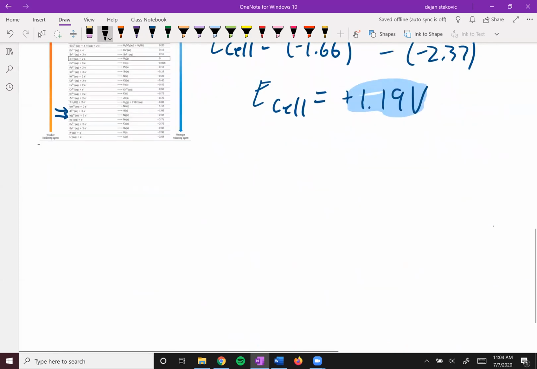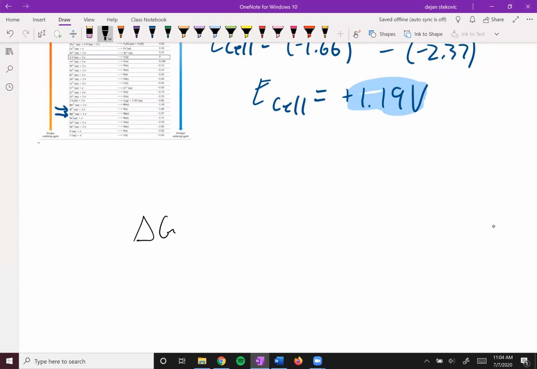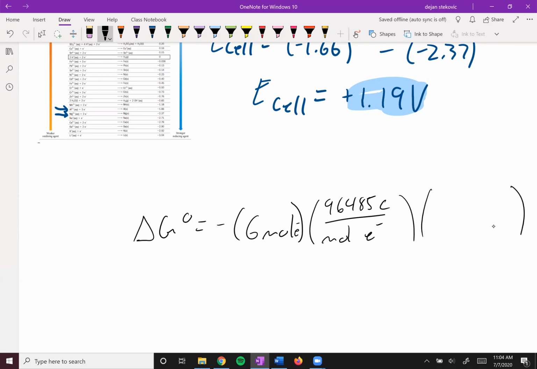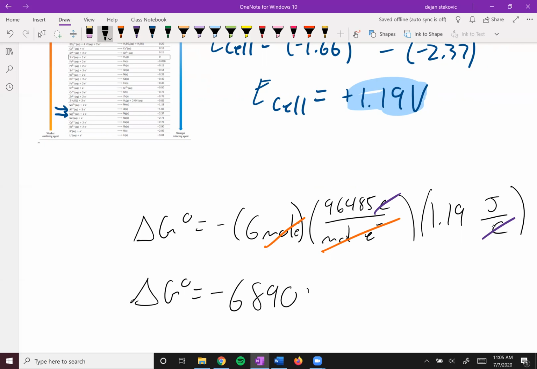So now we just got to plug and chug, right? So delta G at standard states is going to be equal to the negative 6 moles of electrons times Faraday's constant, which is 96485 coulombs per mole of electrons, times 1.19 volts, and volts are equal to joules per coulomb. And so these moles of electrons cancel out with this moles of electrons. The coulombs cancel out with the coulombs. And so then just plug that into your calculator. You get about negative 689,000 joules, right? This is joules.